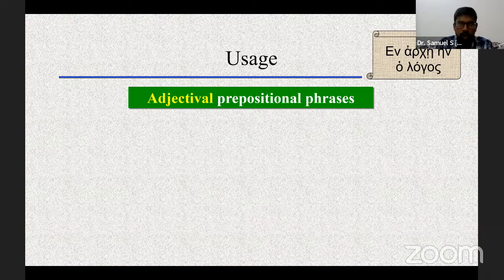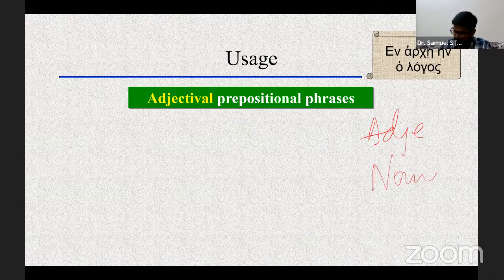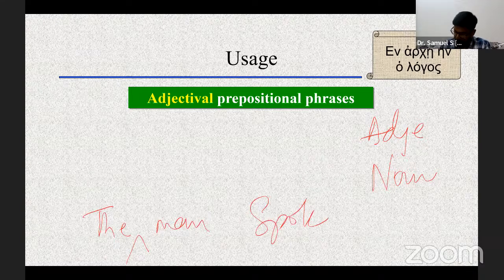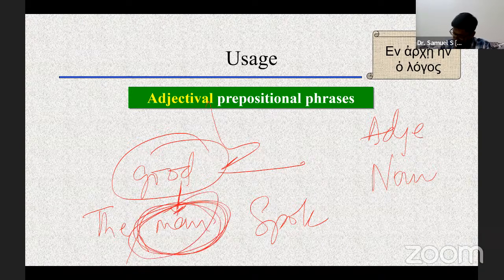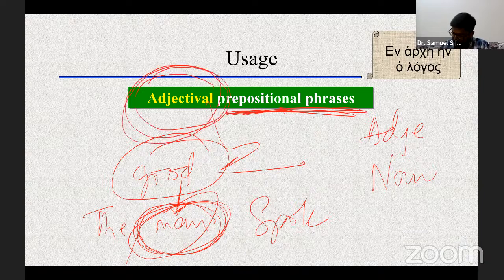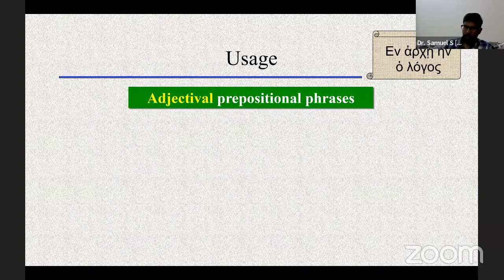Prepositions can also communicate adjectival ideas. What's an adjective? An adjective modifies the noun. The man spoke. The good man spoke. Good is an adjective. Good is modifying man, right? And prepositions can also communicate that sort of an adjectival idea, which communicates some quality about the noun, some aspect about the noun. Example.